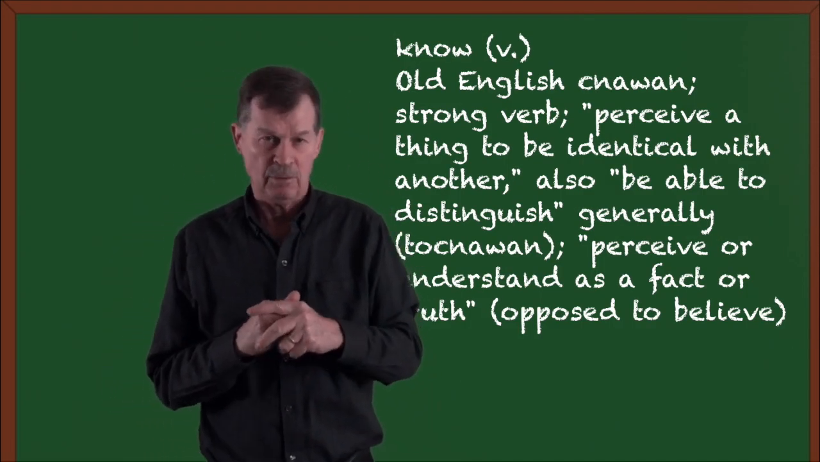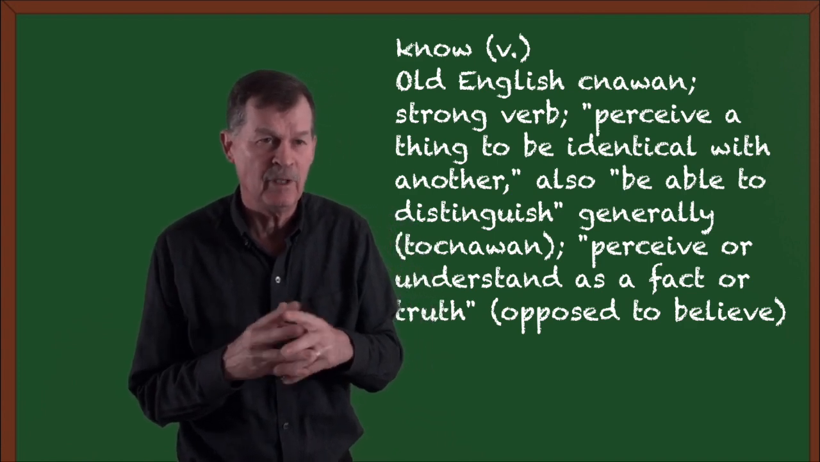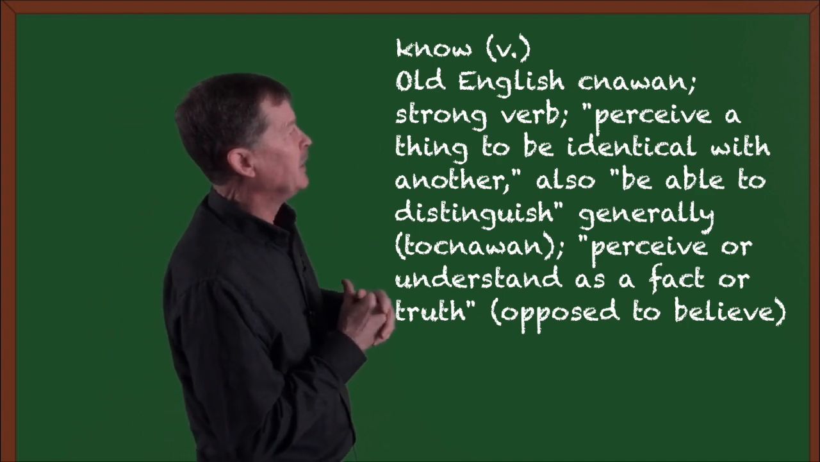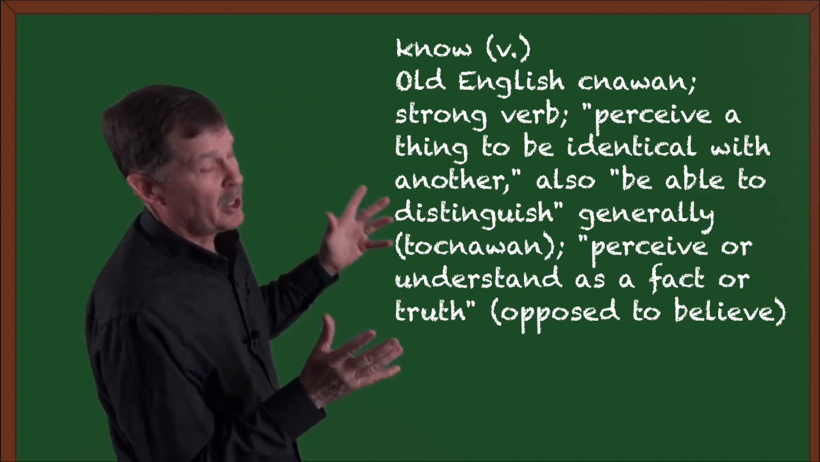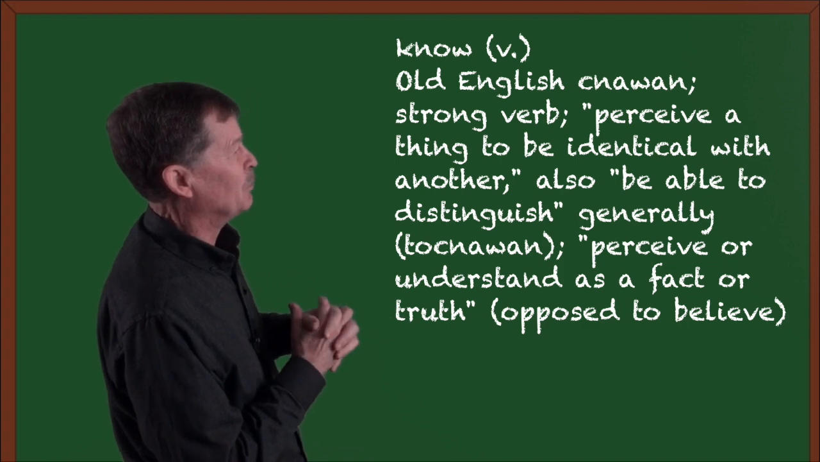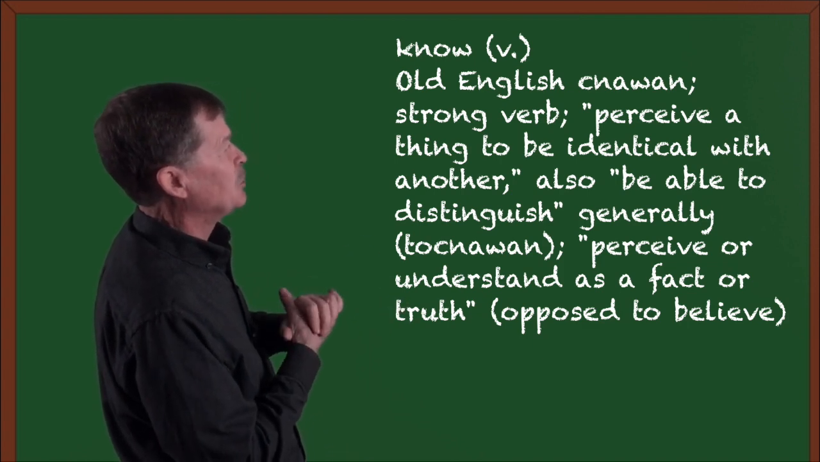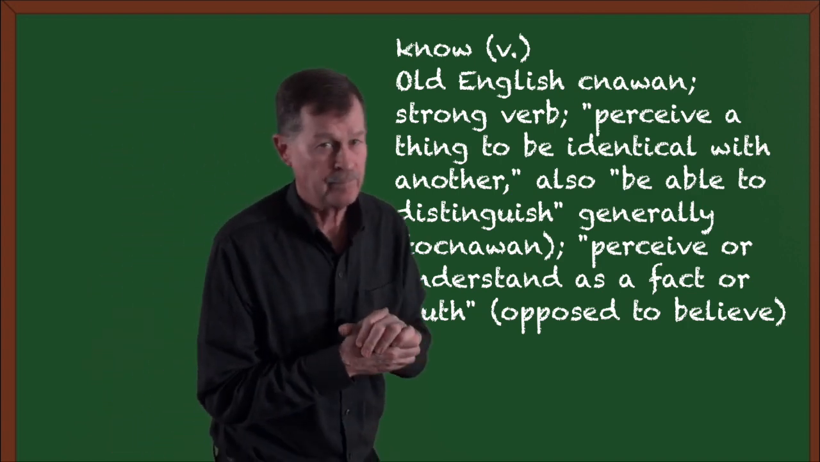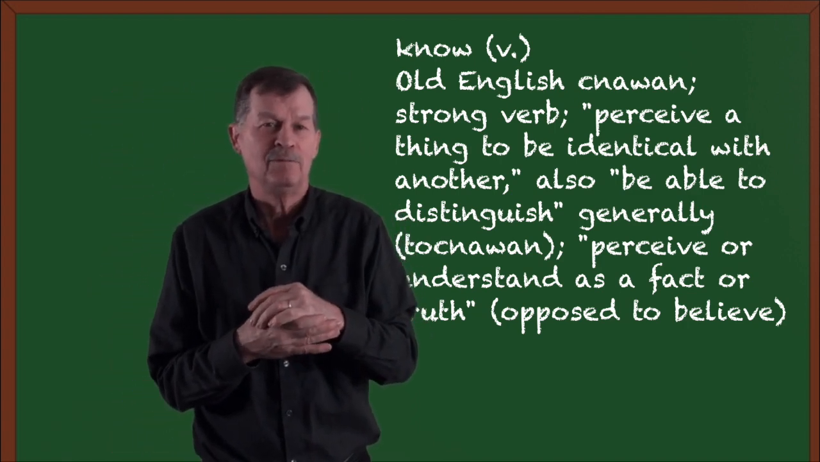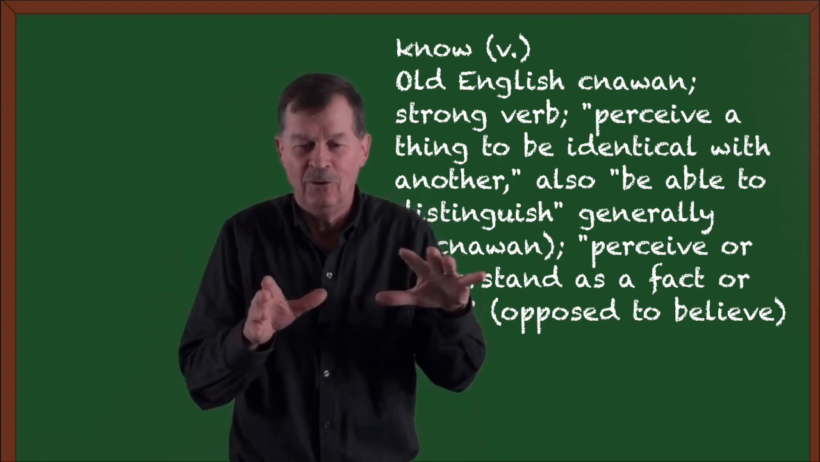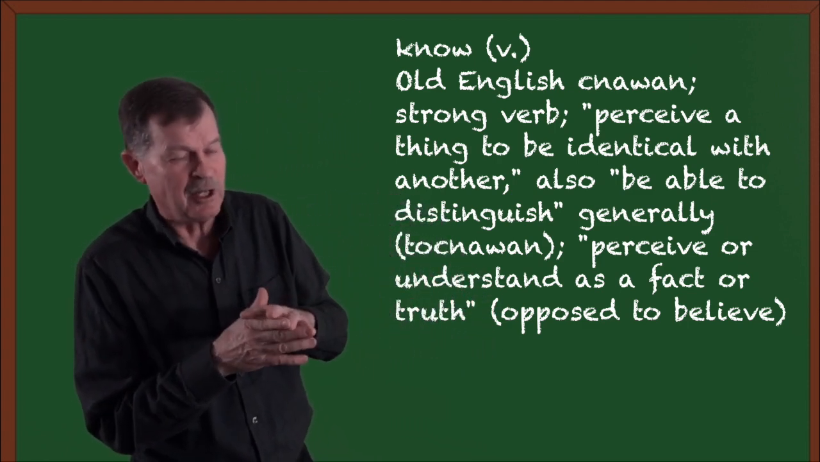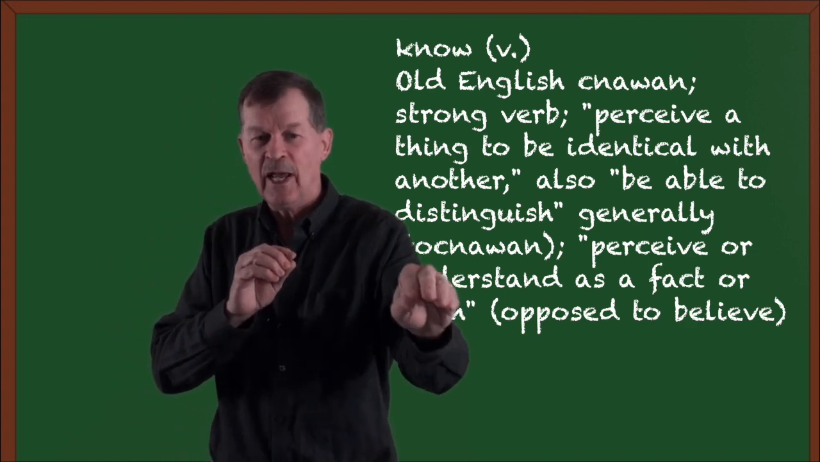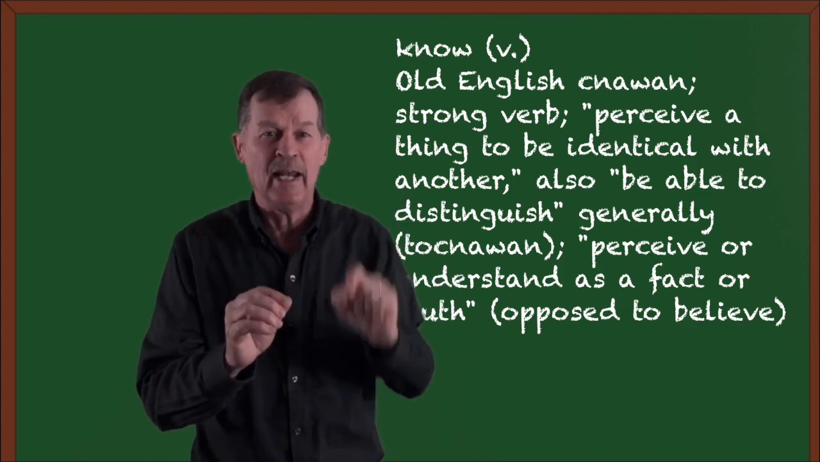So how do we know something? Well, this is the Western way of knowing. It comes from the Old English, and I'm not going to try to say that word again, a different word, but it's a verb, and it's to perceive a thing to be identical with another. Okay, what that looks like is logical positivism, where I can see something and it is identical to something else that I know.